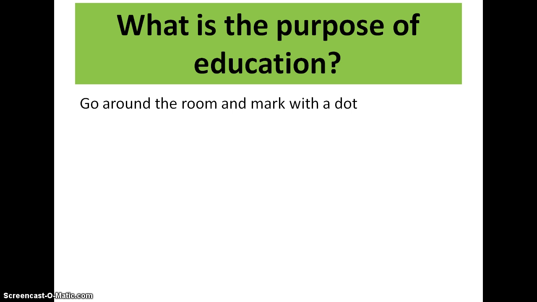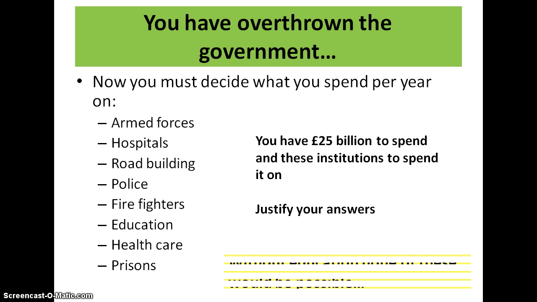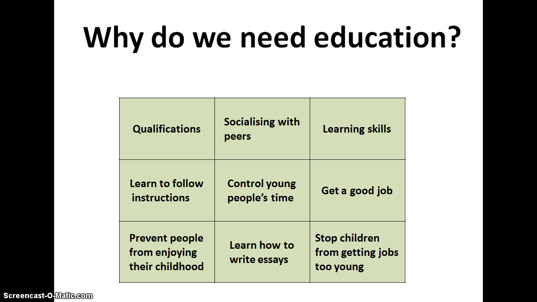In terms of the purpose of education, we had a little look at different things, and we basically did a dotocracy. So we looked at the following things. We looked at why we need education: qualifications, socialising, learning skills, following instructions, controlling your time, getting good jobs, stopping children from working too young, writing essays, and preventing people from enjoying their childhood. So we actually looked at all those different things, and this is what we did the dotocracy on. We decided which ones were the most relevant.